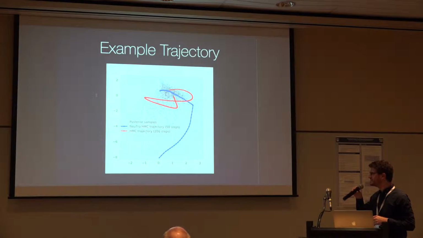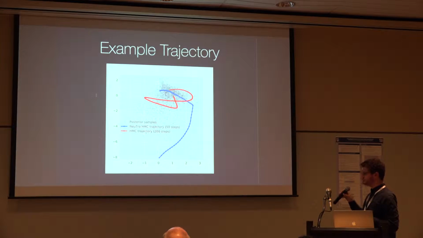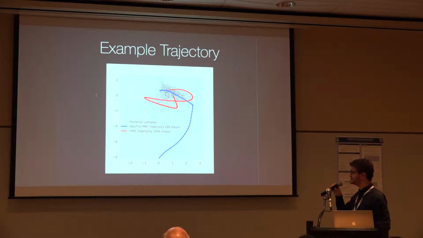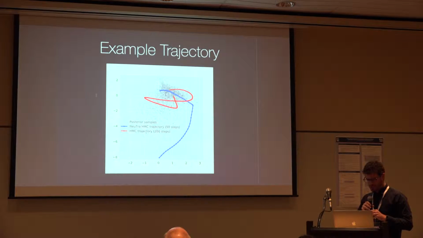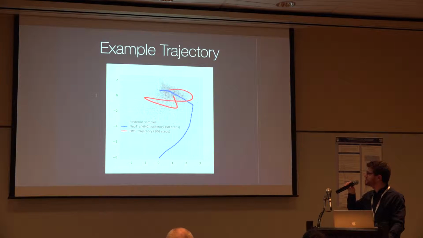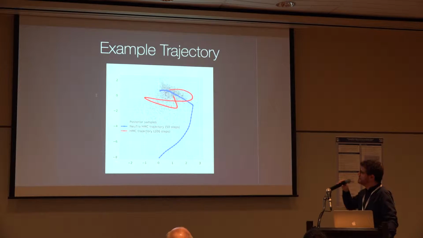So just to give you some quick intuition, here is an example trajectory on this kind of heavy-tailed target distribution. Black dots are posterior samples to give you an idea of the shape of the distribution. The red dots are a vanilla HMC trajectory run for 200 steps. The blue dots are a transformed HMC trajectory pushed back into the original space and run for 50 steps.